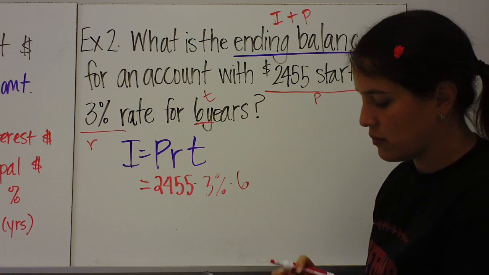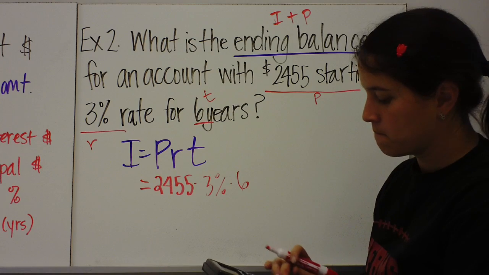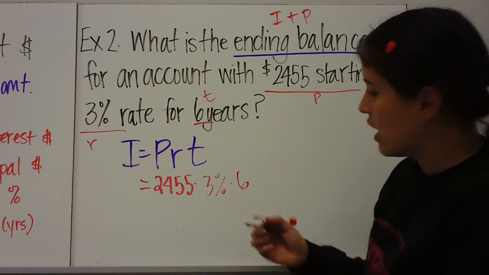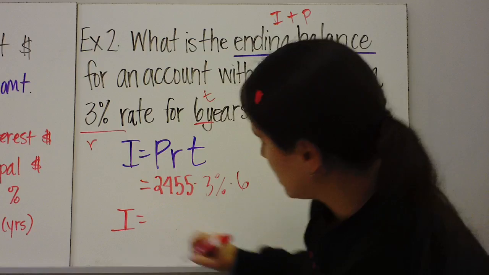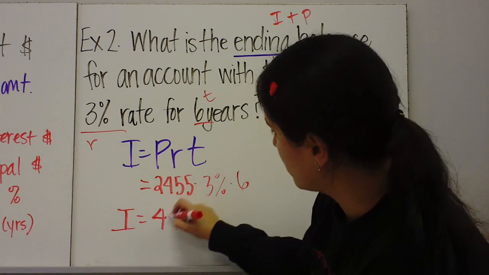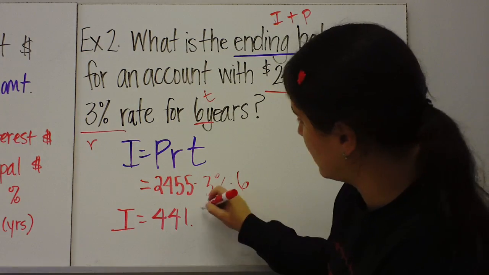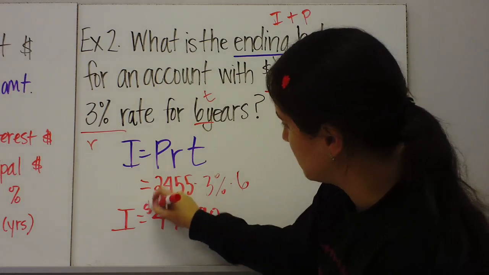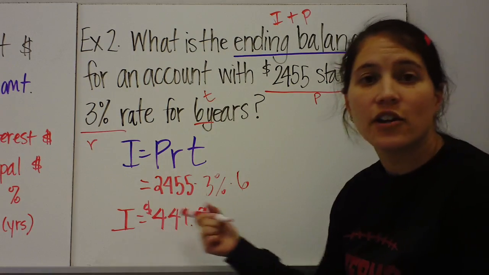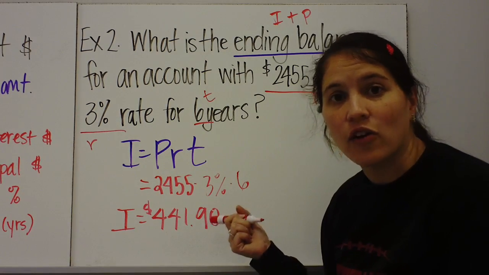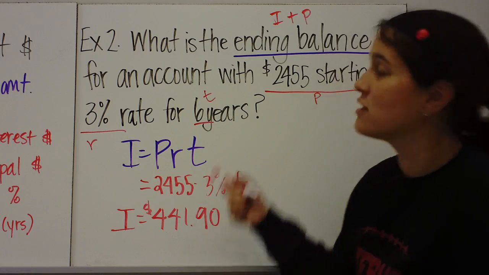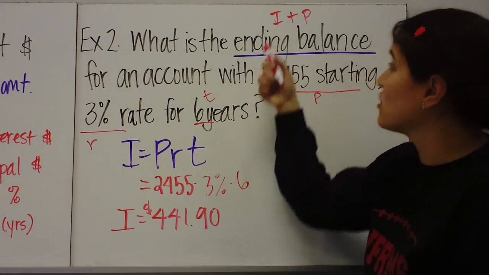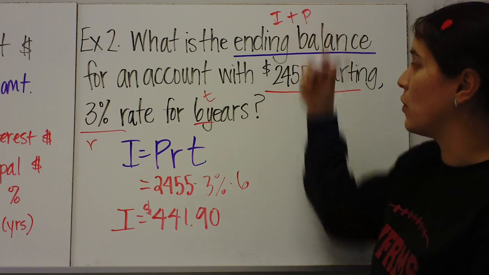2450 times 3% times 6 years. And our interest is $441.90. That is our interest, but that does not answer our question. Our question is, what's the ending balance? And I told you it's the interest plus the principal.